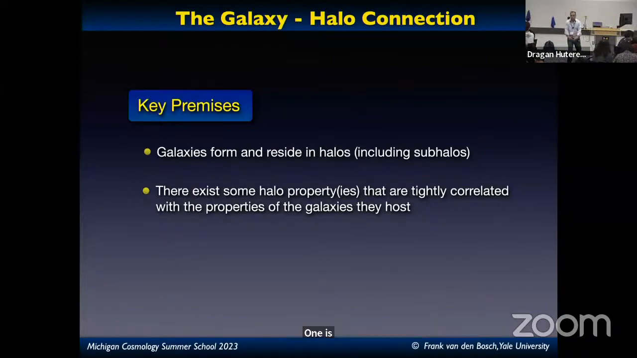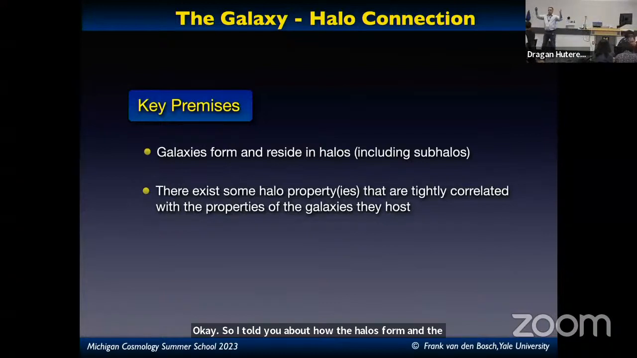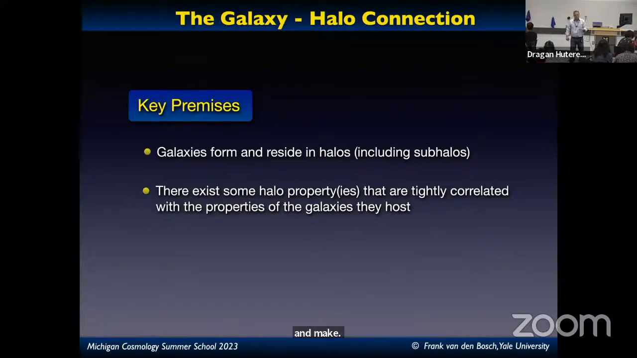Okay. So I told you about how the halos form, and the idea is that there is some baryons, unfortunately, in the universe, and at some point they are going to cool and they're going to condense in the centers of these halos and make galaxies. And the idea is that all galaxies that we know of live in halos or subhalos. Those that live in the subhalos we call satellite galaxies, and those that live in the centers of the halos we call central galaxies. So that's not entirely true.